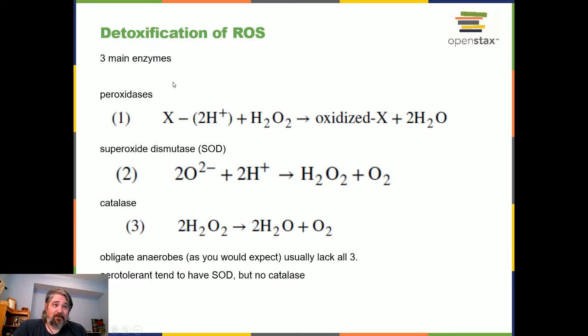So this occurs through three main enzyme systems here. We have the peroxidases, the superoxide dismutase, and catalase. Obligate anaerobes generally lack all three of these. The ones that are aerotolerant tend to have superoxide dismutase, but no catalase.